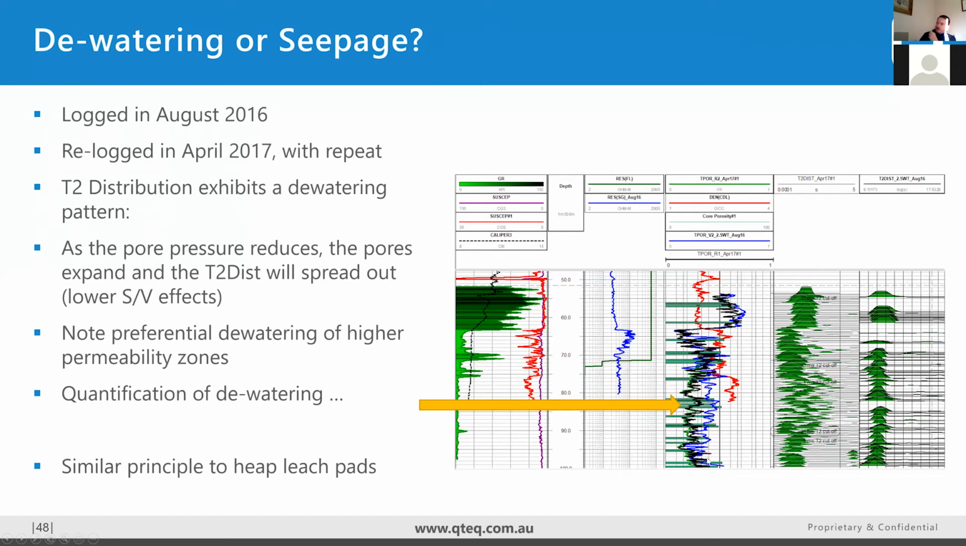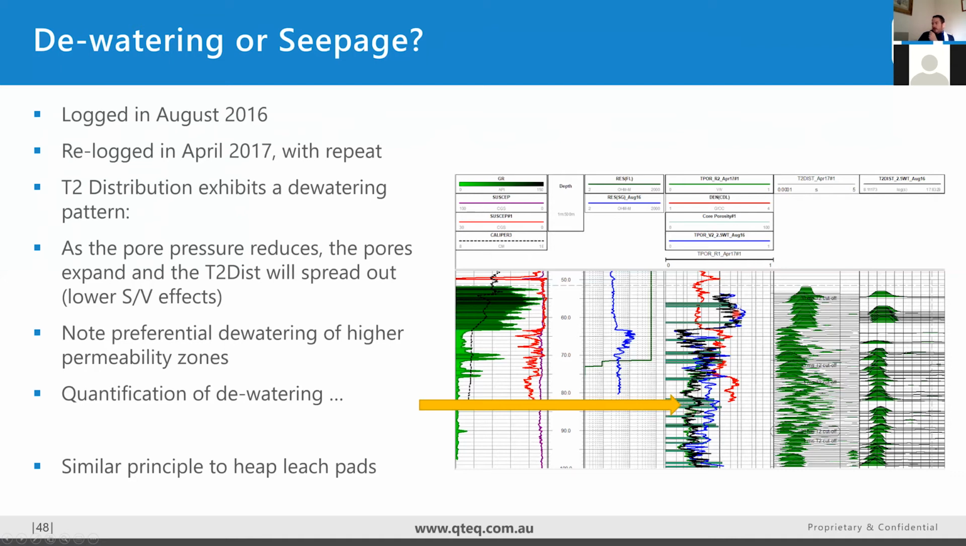Then we came back, and after a certain amount of time, they were actively dewatering, and the initial test was for repeatability of the tool. The repeatability was terrible, and after a while we worked out that they were actively dewatering the area, and we were like, that explains why we see this huge difference between the original NMR porosity and the current NMR porosity.